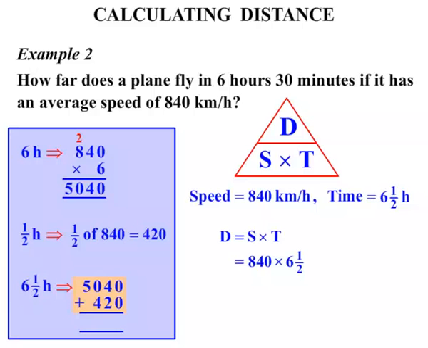So let's do that addition. 0 plus 0 is 0. 4 plus 2 is 6. 0 plus 4 is 4. And 5 by itself remains as 5. So there we have it, 5,460. Let's write that in our answer there.